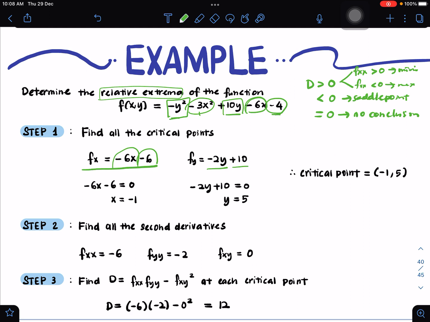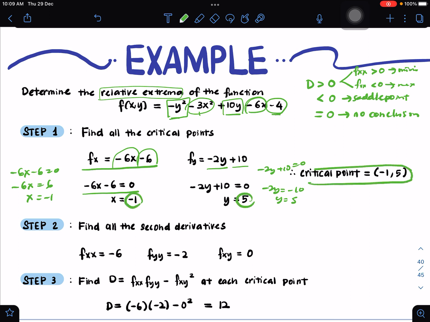Okay, so dah dapat fx, dah dapat fy. Macam mana nak cari critical point? Samakan dia dengan kosong. So negative 6x tolak 6 sama dengan kosong. Okay, so negatif 6x sama dengan 6. So x sama dengan negatif 1. So yang ini negatif 2y tambah 10 sama dengan 0. So negatif 2y sama dengan negatif 10. So y sama dengan 5. So kita dapat negatif 1 dengan 5 ini adalah kita punya critical point.